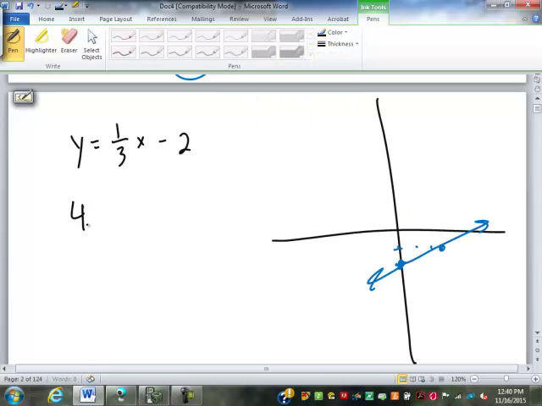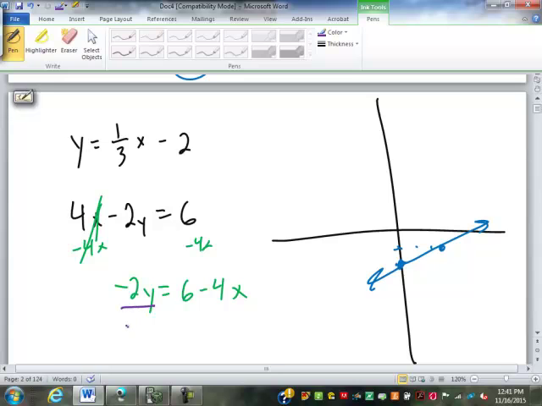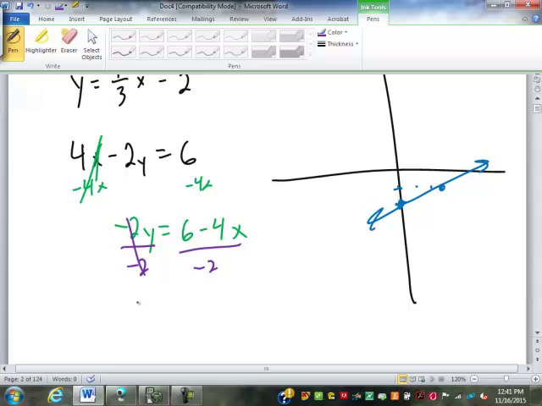If I asked you to graph this, what would you do? Subtract 4x. Hold on. So subtract 4x, it's gone. That's negative 2y equals what? 6 minus 4x. Now we have to divide by negative 2. Now when we divide, we have to divide every piece. So the negative 2 cancels out. We have y. 6 divided by negative 2 is negative 3. Negative 4 divided by negative 2, positive 2x.